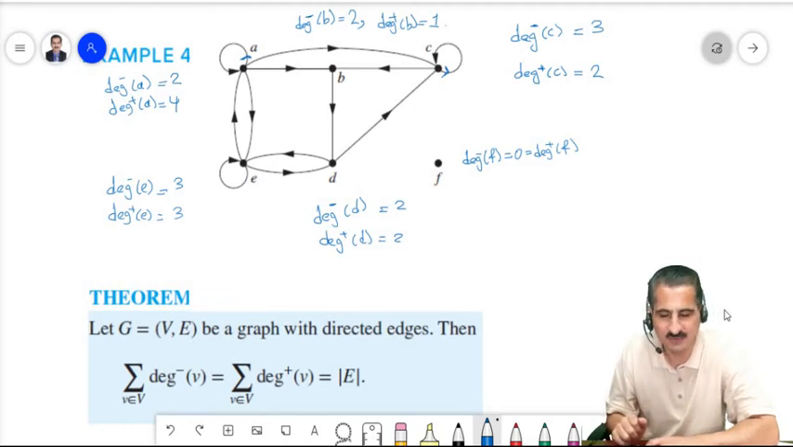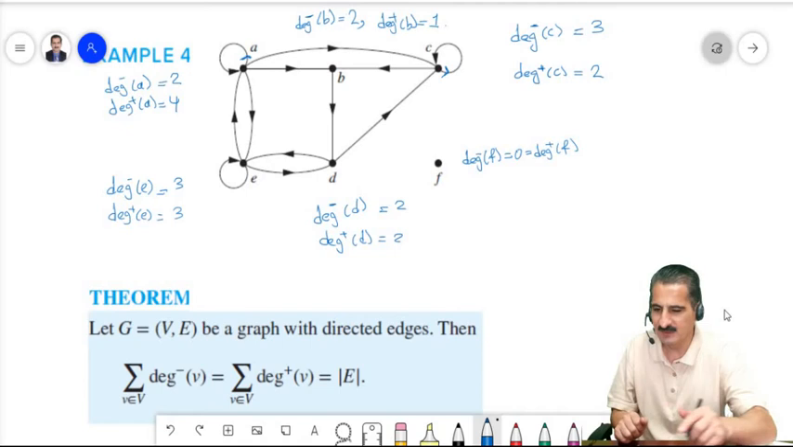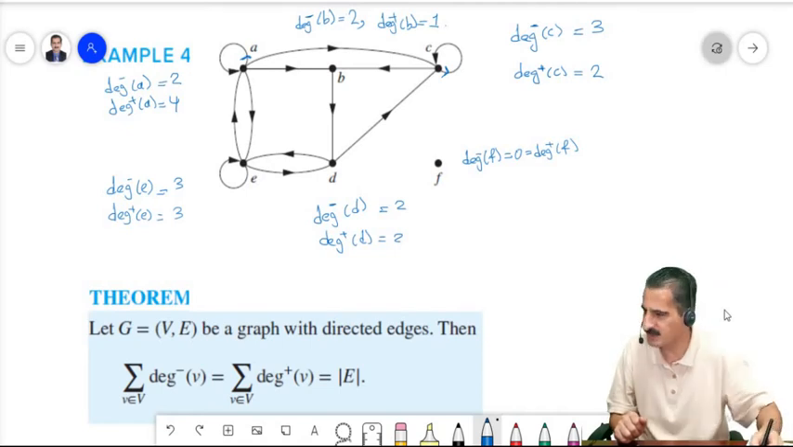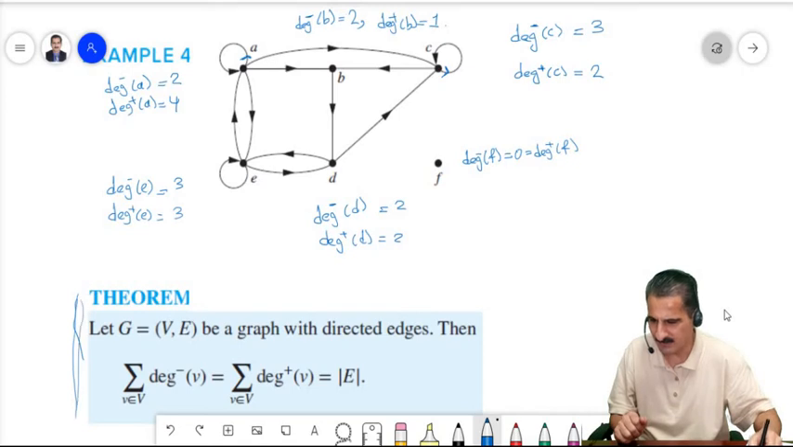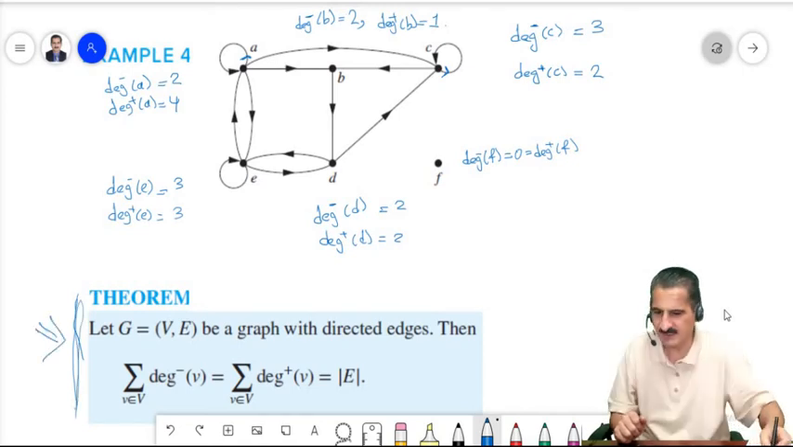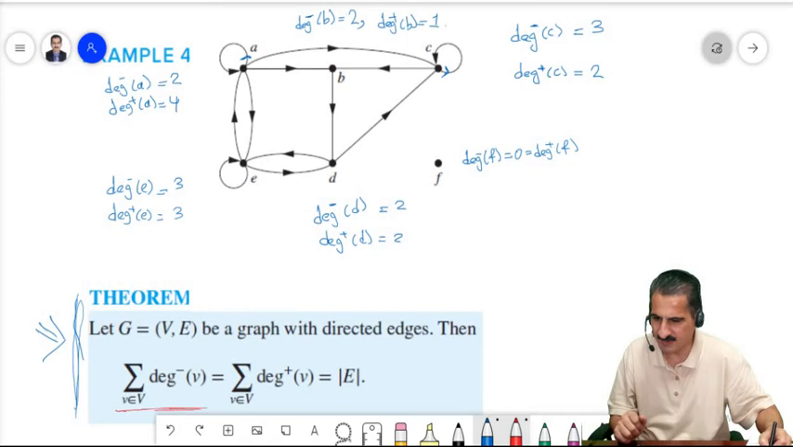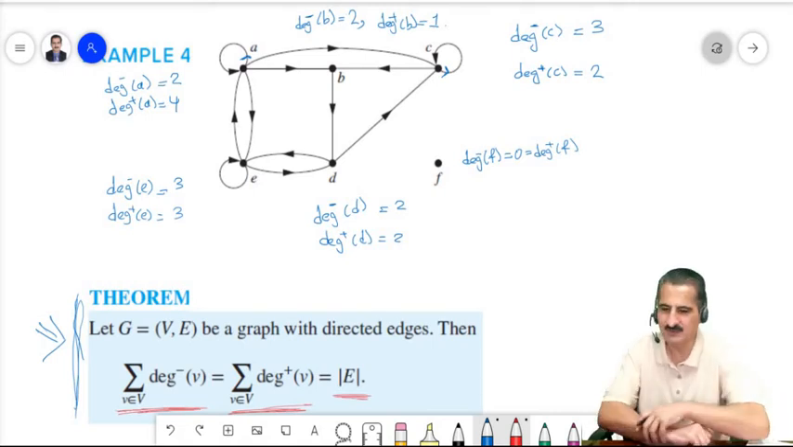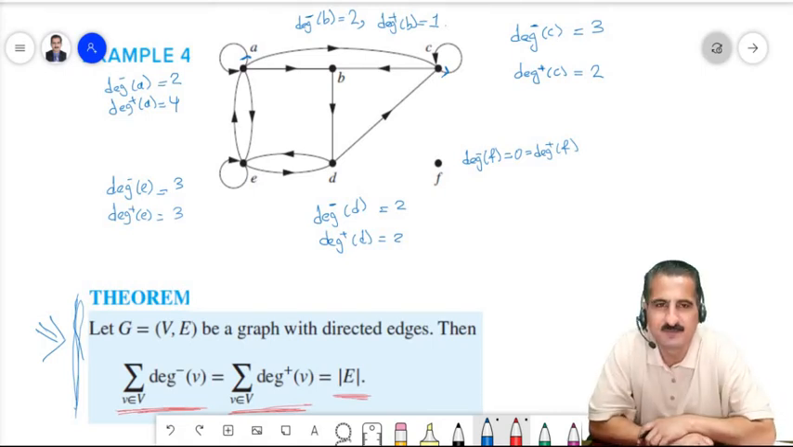Is that true? The theorem here, do you see it? Do you see this theorem happening from the above example? And why is that? It says here, the summation of the in degrees is the same as the summation of the out degrees, which is the same as the number of edges. So they are equal. And why is that equal?